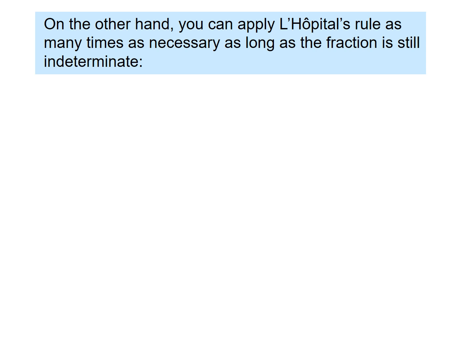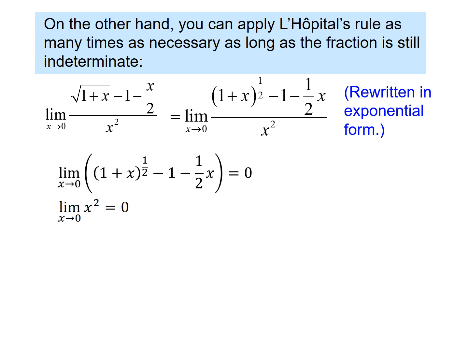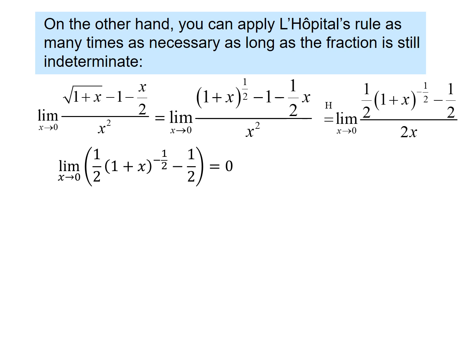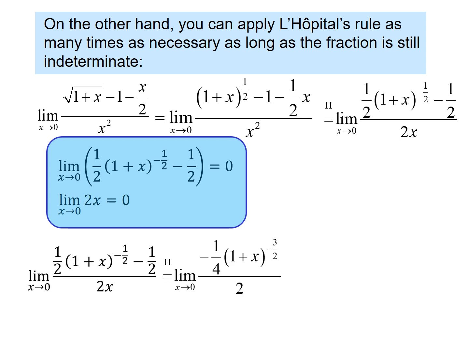Okay, we'll take a look at an example where we can apply L'Hopital's rule more than once. So first, we're going to go ahead and rewrite this. So instead of square root, we have power of 1/2. Let's check the limit of the top, check the limit of the bottom. Those are both 0. So we take the derivative of each. Check the limit of the top, check the limit of the bottom. They're both 0. So we're going to apply L'Hopital's rule another time. Take the derivative of top and bottom. Now when we plug in 0, we end up with negative 1/4 over 2, which is negative 1/8.